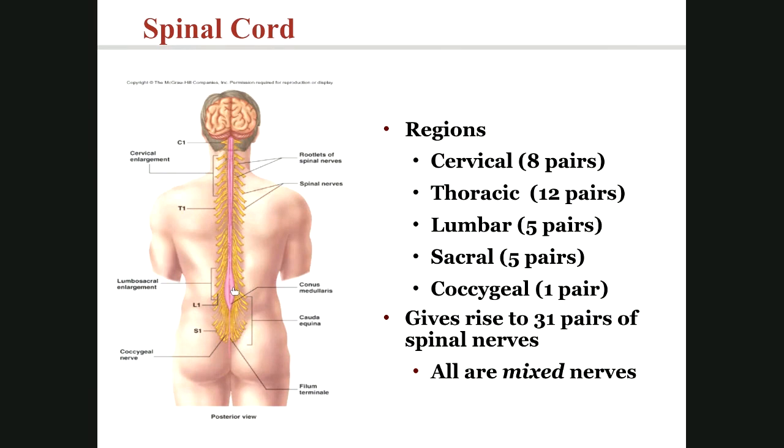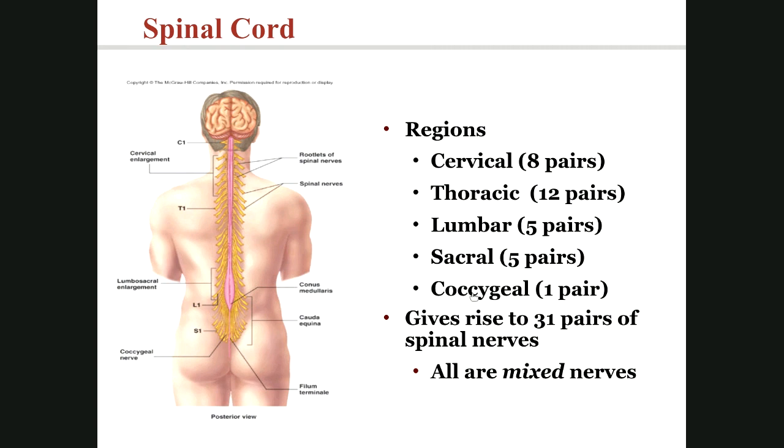From the cervical part of our spinal cord, we have 8 pairs of spinal nerves. From the thoracic part, we have 12 pairs of spinal nerves. From the lumbar part, you have 5 pairs. From the sacral part, we have 5 pairs. And from the coccygeal or caudal part, we only have 1 pair of spinal nerves. All of them together make 31 pairs. And all of these nerves are mixed nerves.